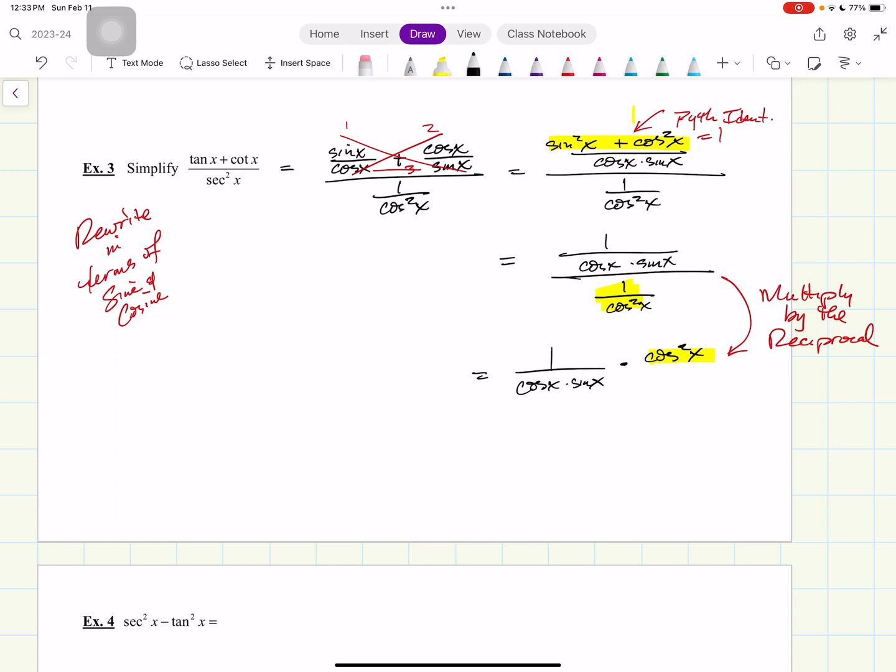Simple. All right, and then you cancel out the terms. One of these cancels out with one of these. And you get one of the cosine functions up top divided by the sine of x function, which is the cotangent function. So this whole thing gets simplified to cotangent x.